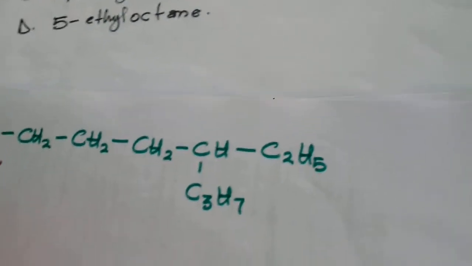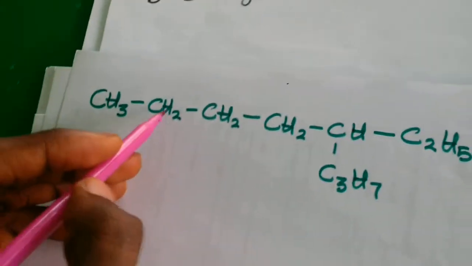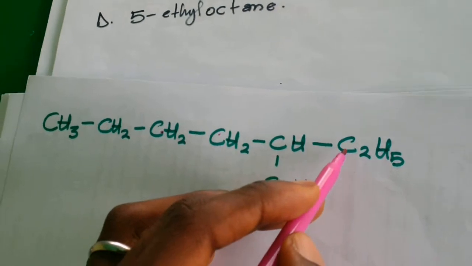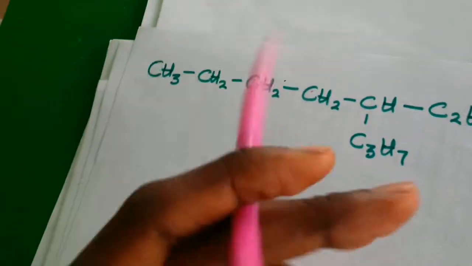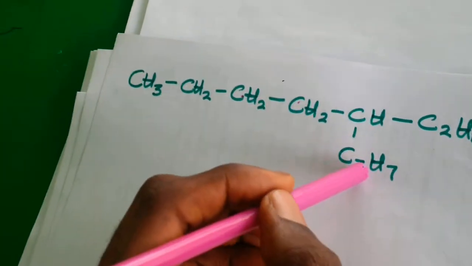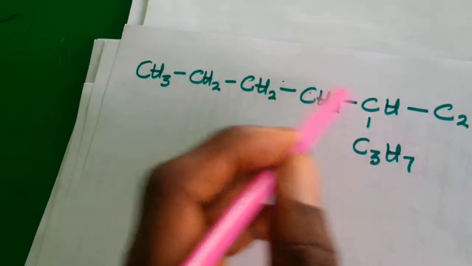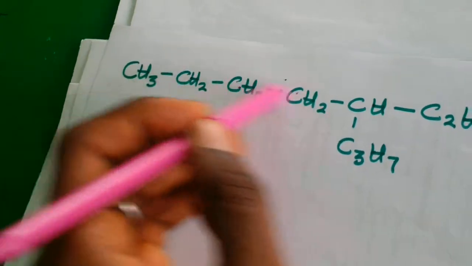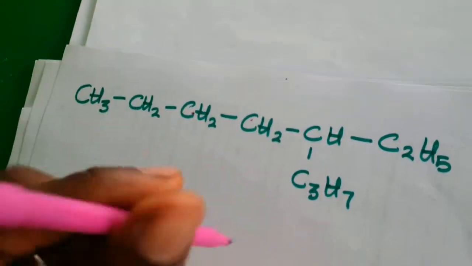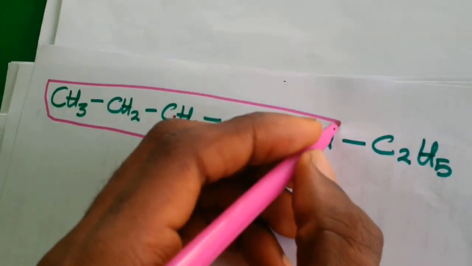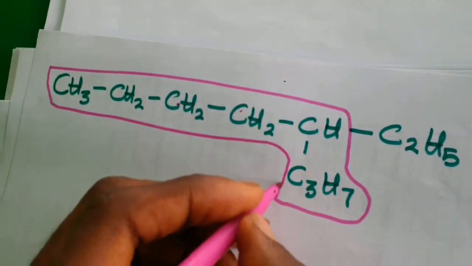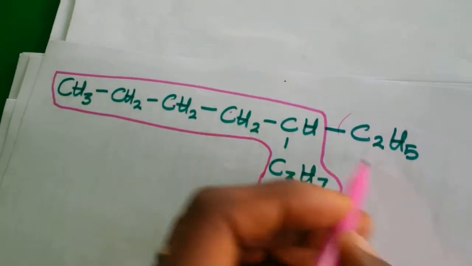So let's count the longest carbon chain together. 1, 2, 3, 4, 5, 6, 7, because this is C2. Now let's count this way also. This is 3, because it's C3. 4, 5, 6, 7, 8. So obviously this is the longest chain. So let's circle the longest chain. So this is the longest chain, and this is the only substituent.